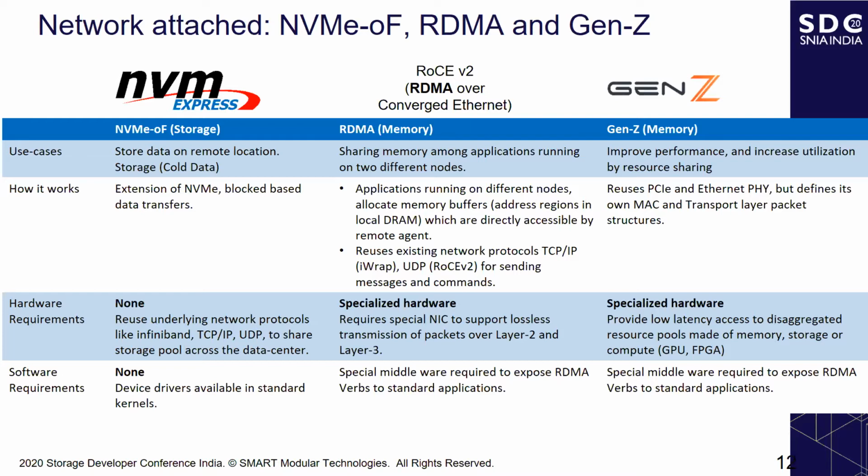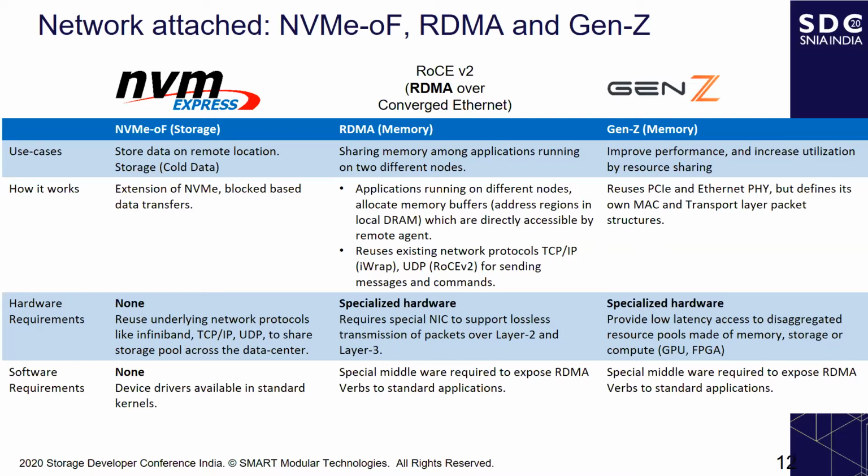NVMe over Fabric is mainly a storage protocol because it uses block-based structures. It is a very efficient protocol for cold data storage. That means you just write the data and do not read it often because there are large latencies. It reuses the existing NVMe standard and reuses the underlying network protocols like InfiniBand or TCP/IP, UDP to send the data across from one node to another node in the entire data center. There are no software or hardware specific requirements because everything is baked in and it's very mature in the system.